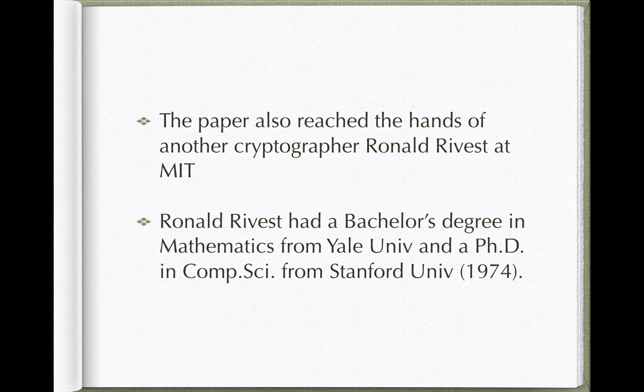So the paper they published, New Directions in Cryptography, also reached the hands of another cryptographer called Ronald Rivest at MIT. Do you remember who this guy is? In the past episode I told you, right? There was one famous cryptographer called Ronald Rivest. He invented MD4, MD5, RC4, RC2, a lot of other ciphers, right? Of course, all these things he invented later.